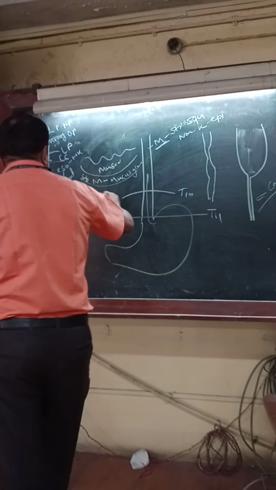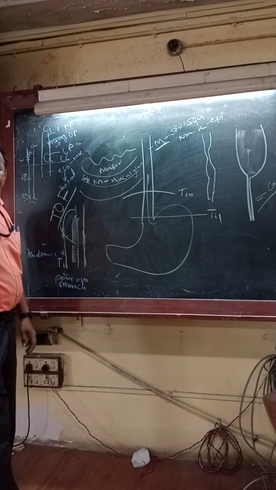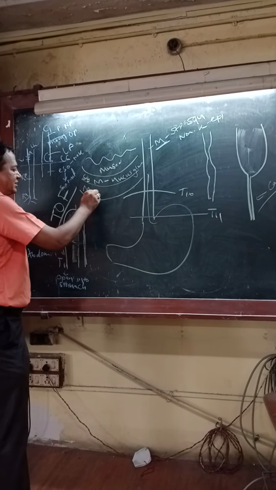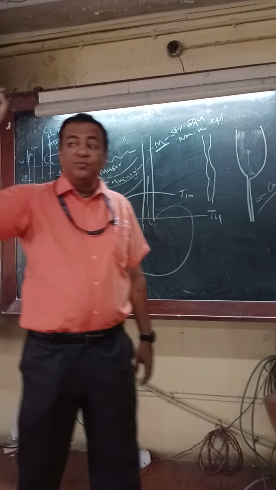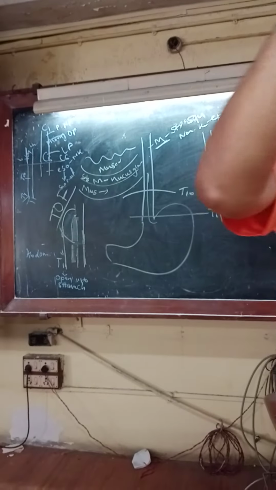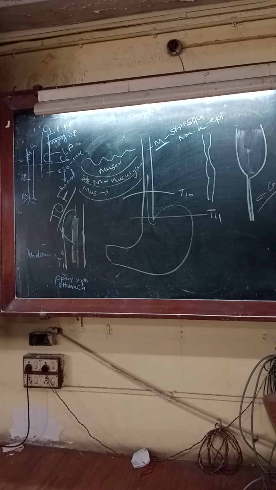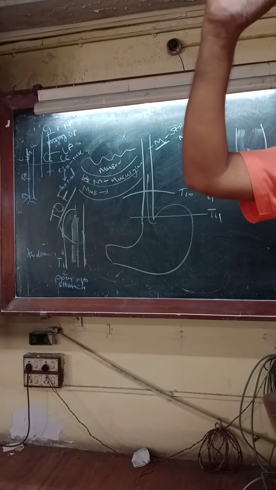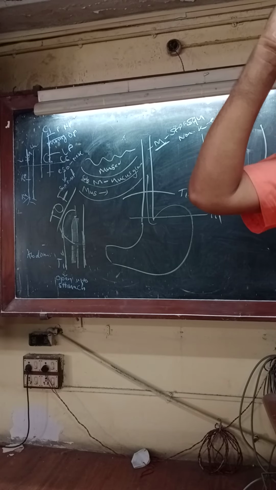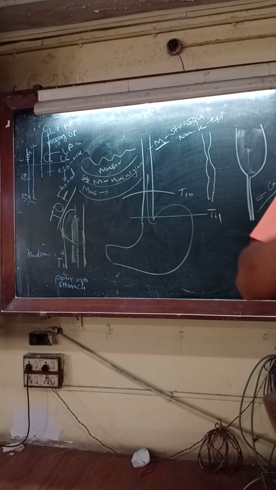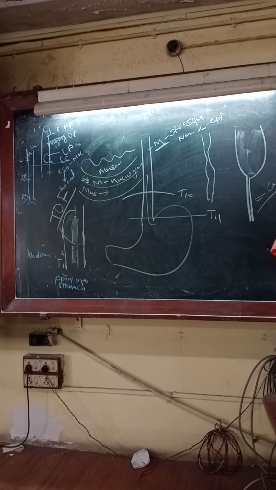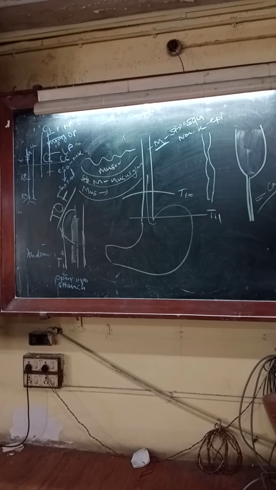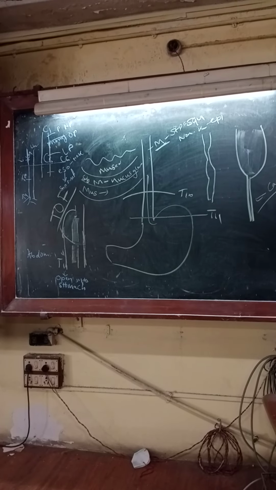What is the third layer? Muscularis. Normally there is smooth muscle in the GI tract. The esophagus has striated muscle in the upper one-third, mixed in the middle, and smooth in the lower. So the muscularis is also different.